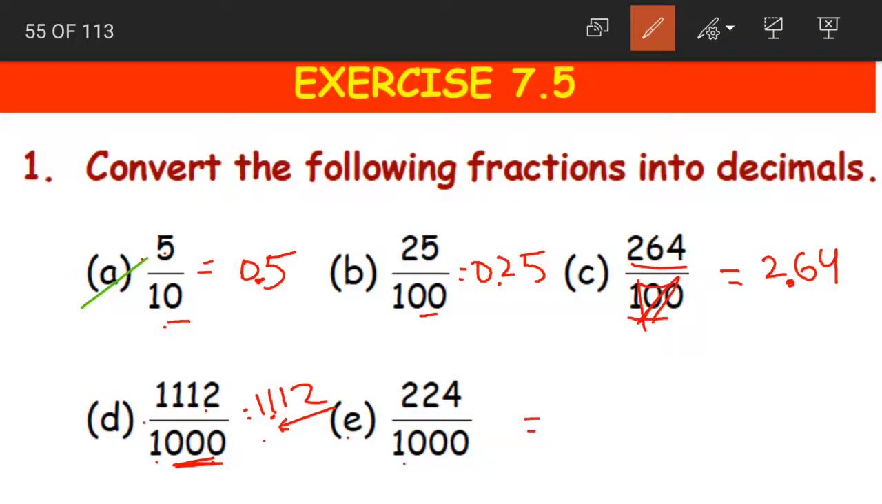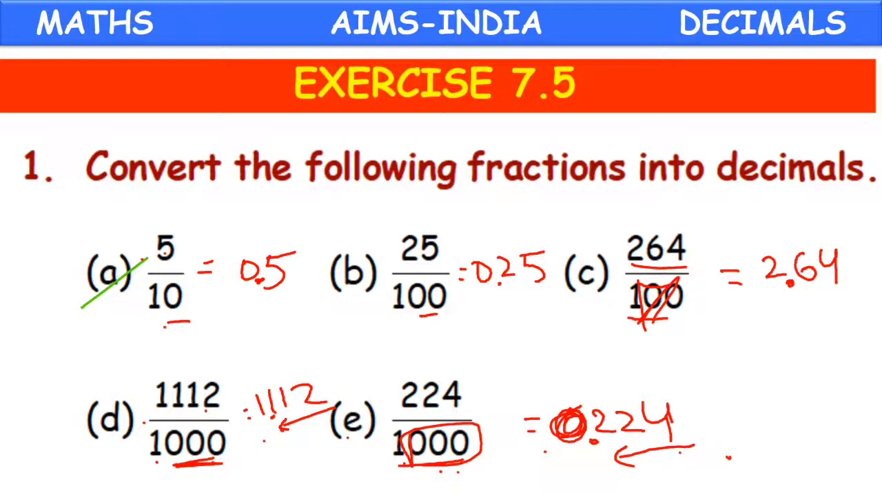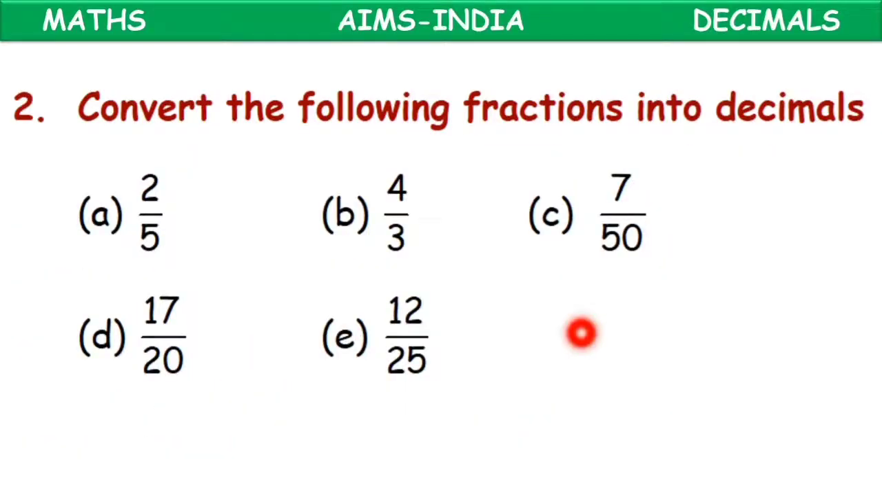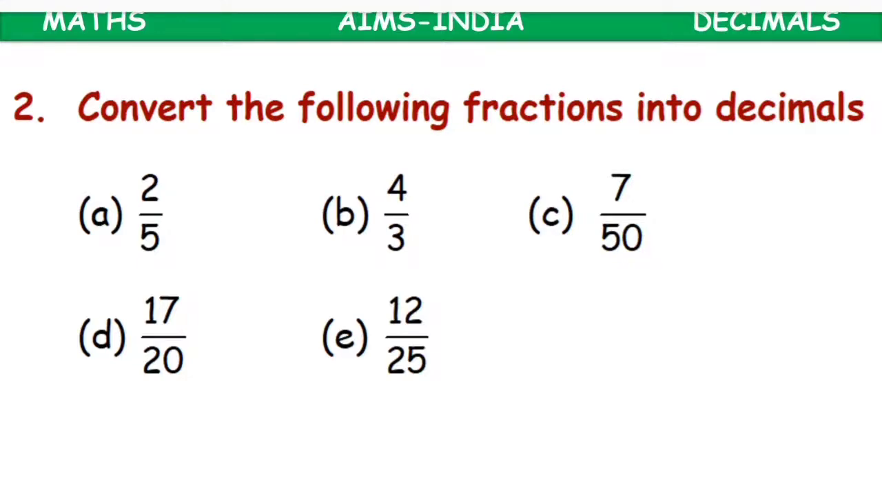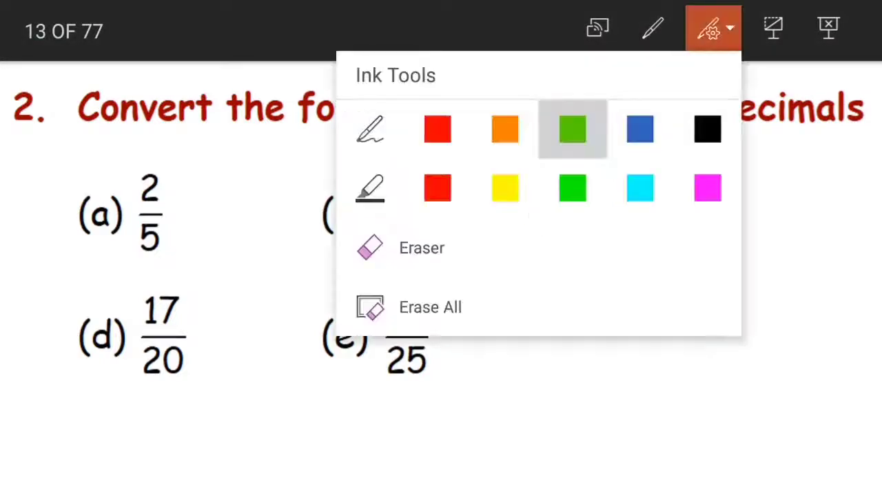Last question E, 224 by 1000. The denominator is a 4-digit number, so the numerator is to be represented as a 4-digit number. We are adding 0 to the left. Now here we are having 3 zeros. That means after 3 digits from the right, I have to place my decimal point. So 0.224.